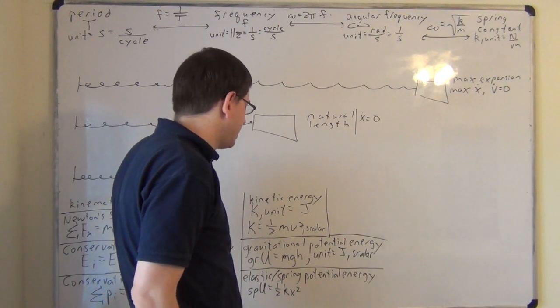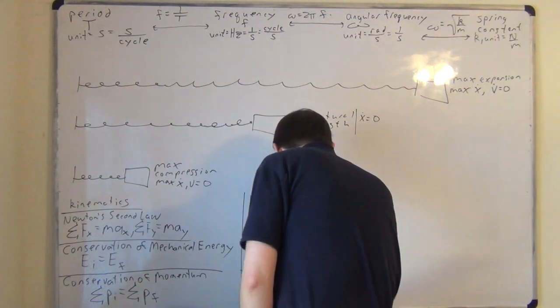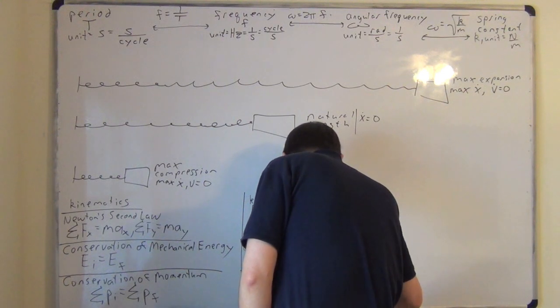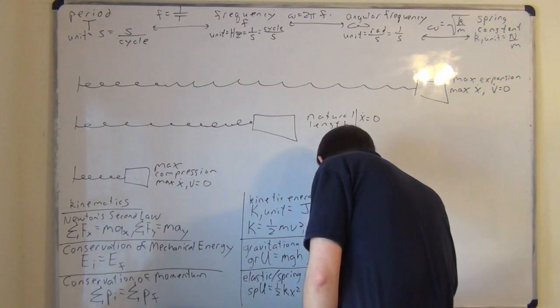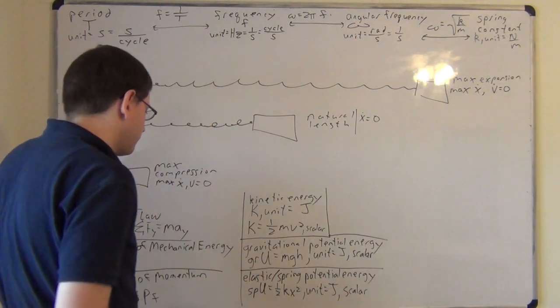So if x was given in centimeters, you'd have to do a conversion before you could plug it into this formula. What's the SI unit for the spring energy? Joules. And is it a vector or a scalar? Scalar. So it doesn't get broken into components. Okay, good.